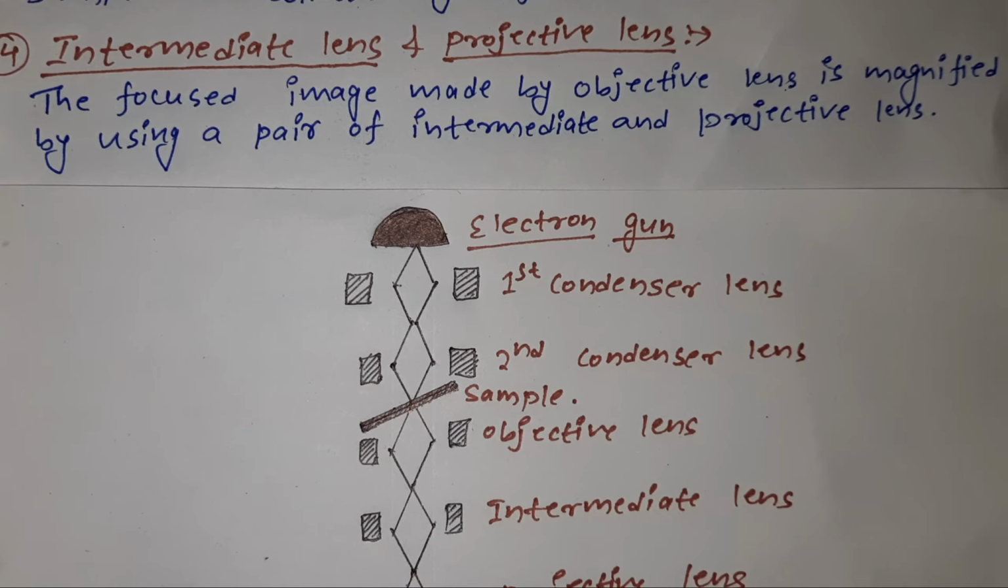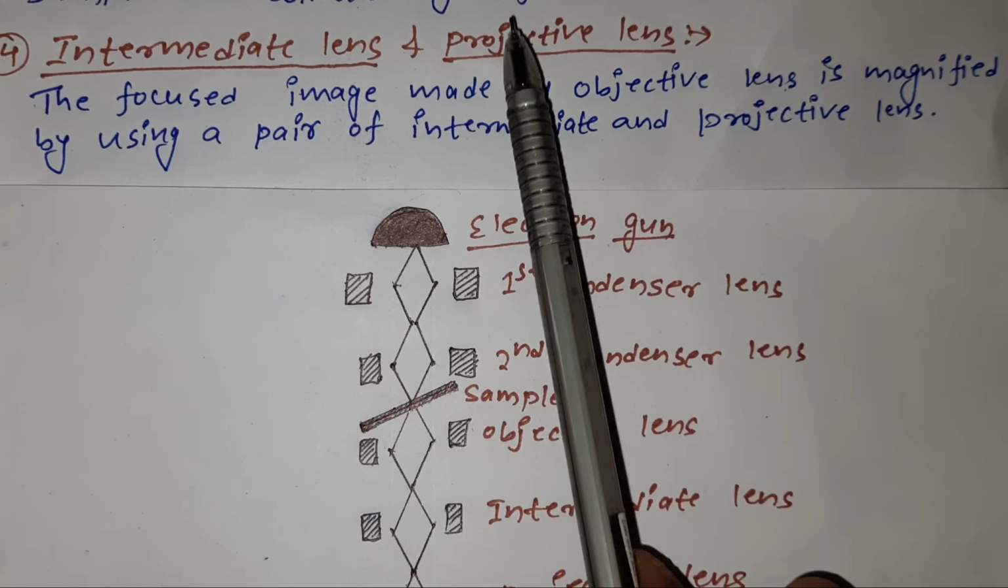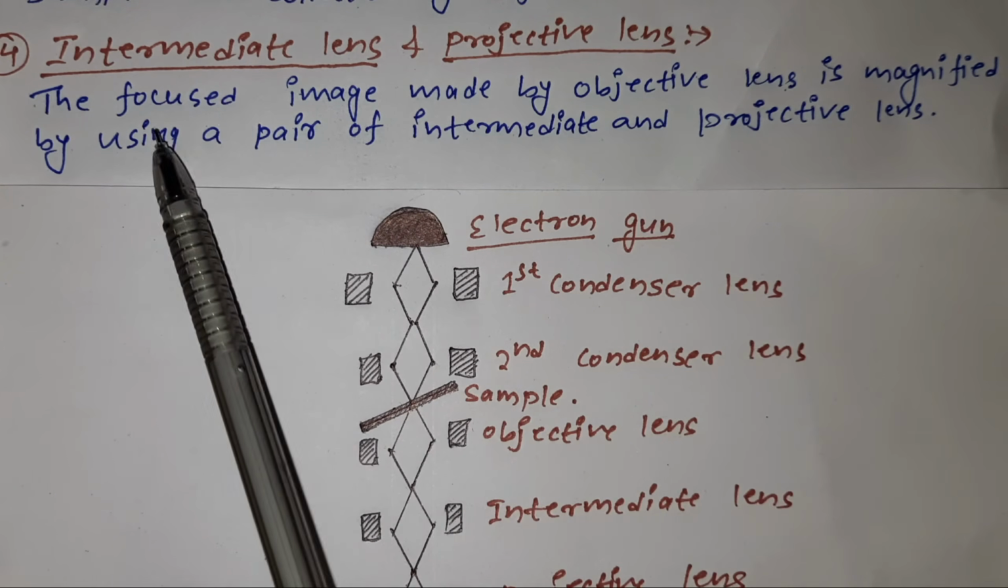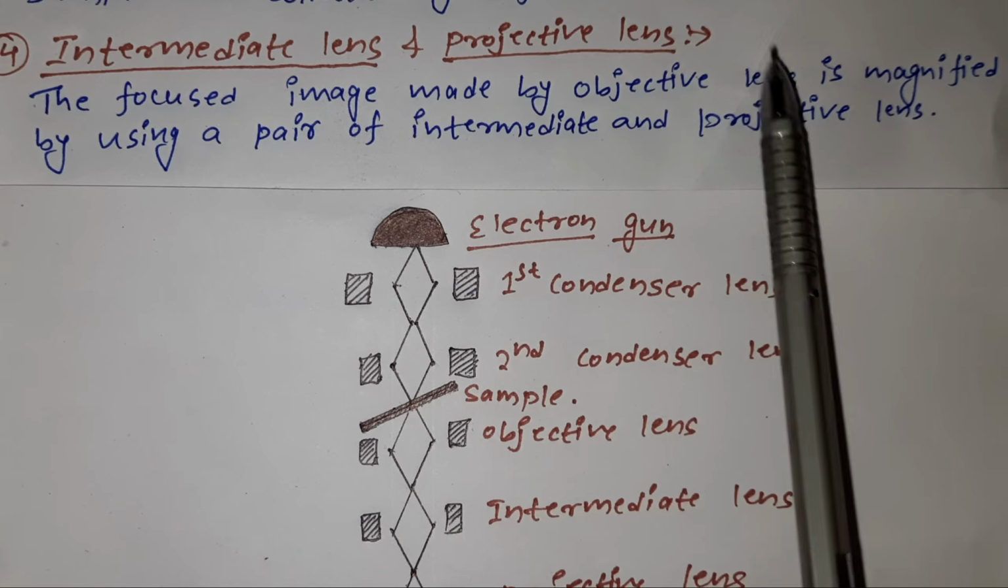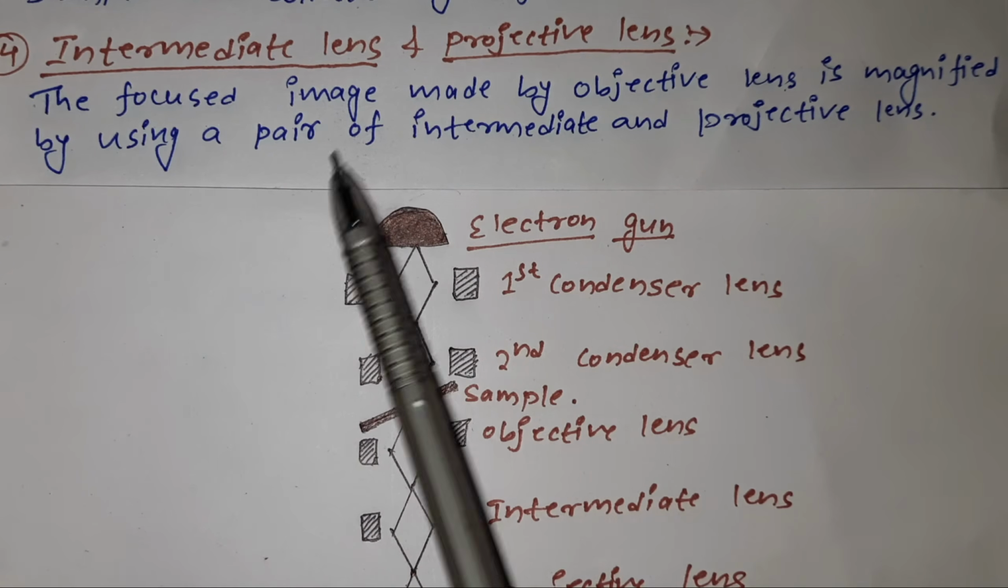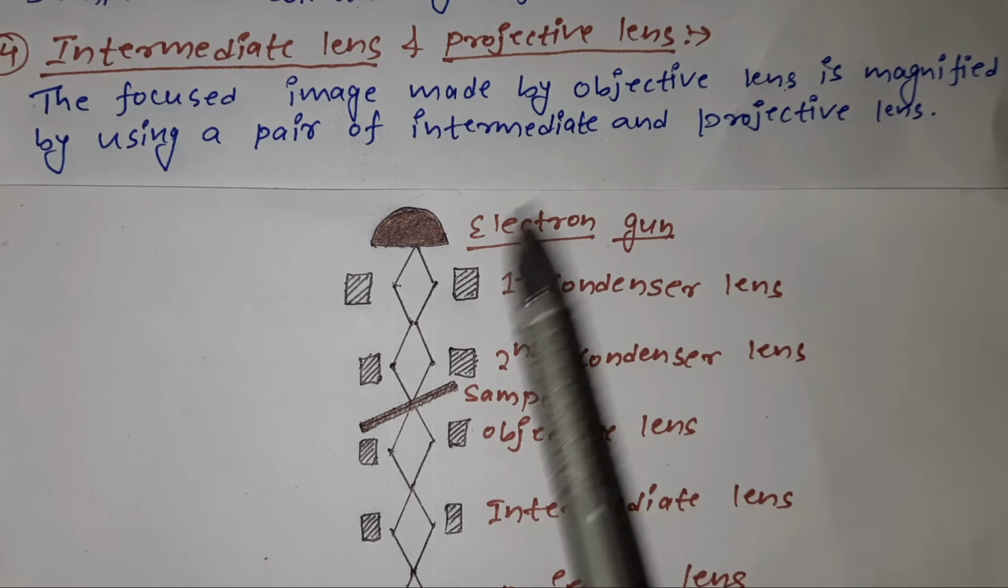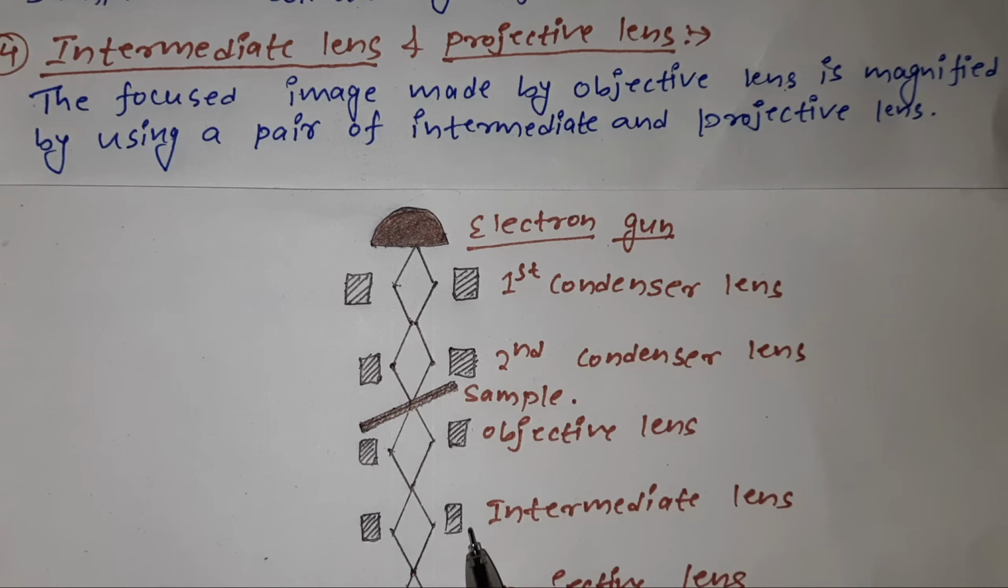Similarly, other components are the intermediate lens and projective lens. The focused image made by the objective lens is magnified by using a pair of intermediate and projective lenses. Here, this is the intermediate lens and this is the projective lens. The intermediate lens and projective lens amplify or magnify the image obtained from the objective lens.